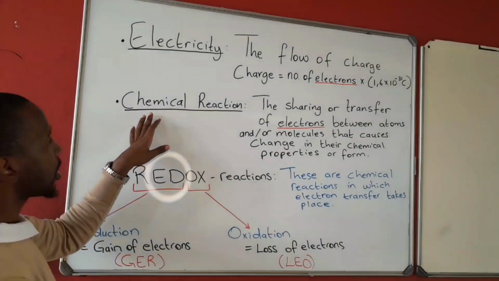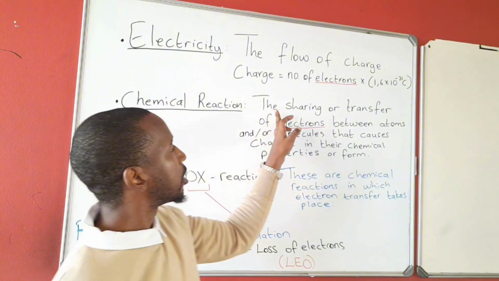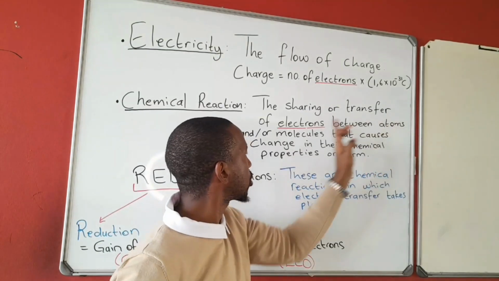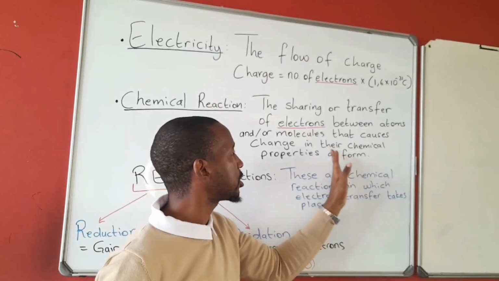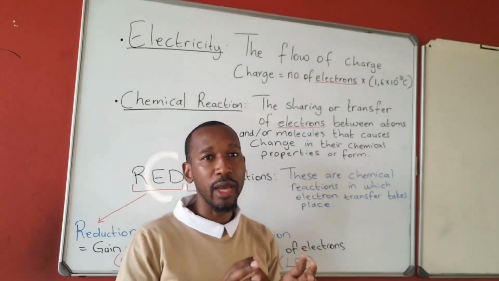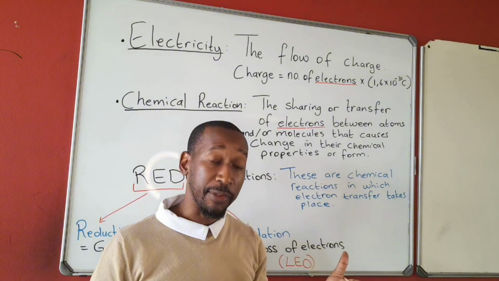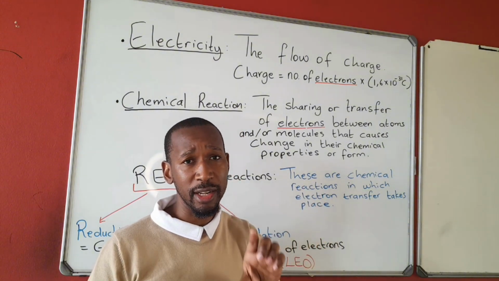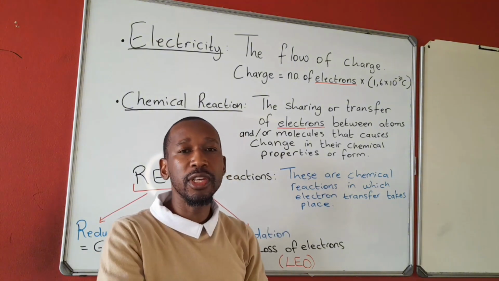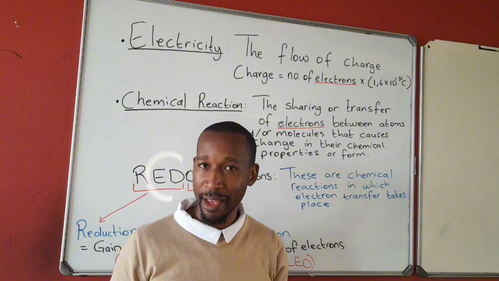Then we have what is a chemical reaction. Now, a chemical reaction is the sharing or transfer of electrons between atoms or molecules that causes a change in their chemical properties or in their forms. So that's the one we are focused on. Of course, you can get some different chemical reaction definitions depending on the topic that you're currently doing, but more or less it's always centered around the transfer of electrons or the sharing of electrons as learned from the chemical bond types that we have.